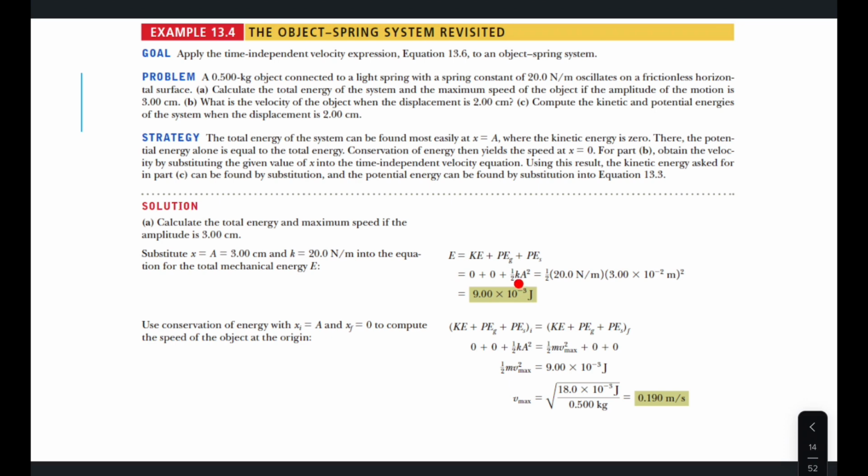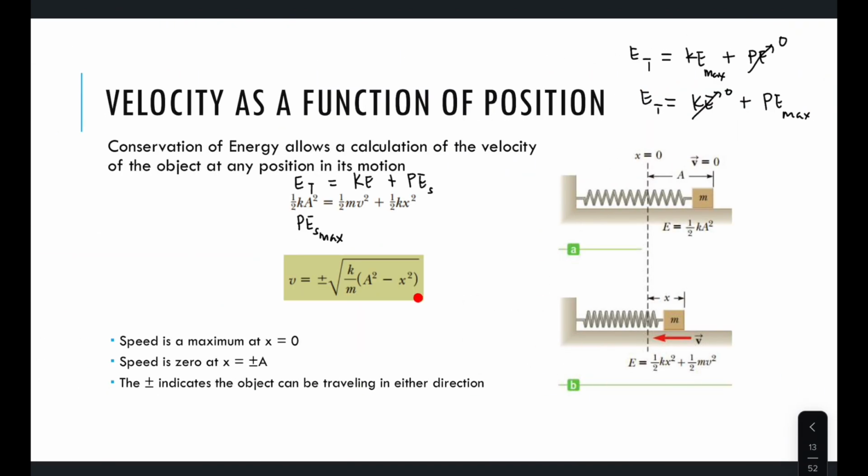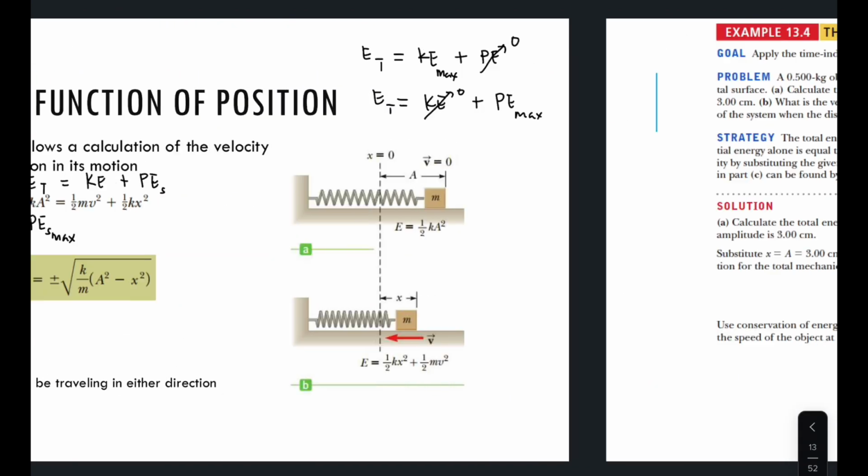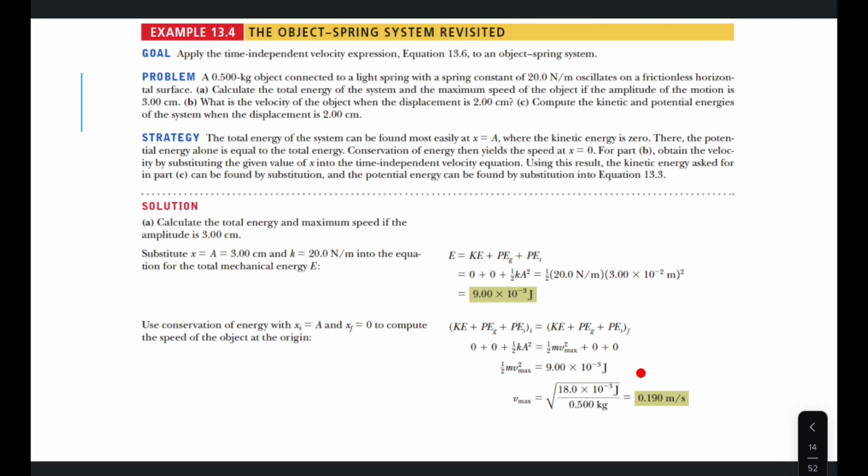Alright, and then for part B, what is the velocity of the object when the displacement is 2 centimeter? Either you derive it using this equation, or you straight away use the derived equation from just now. So it can be done. You substitute everything, you will get 0.19. So why is K 0? Initially no movement, no elevation, no height. PES, yes, we do have, this is the value of it.